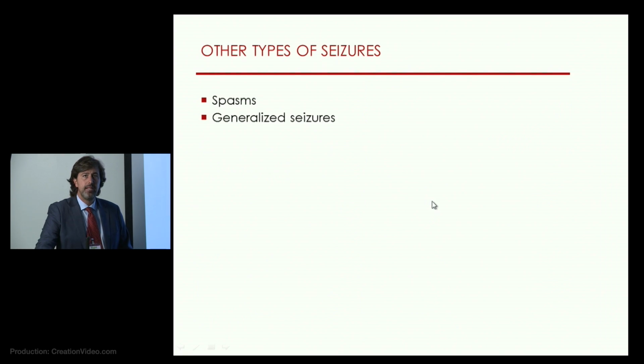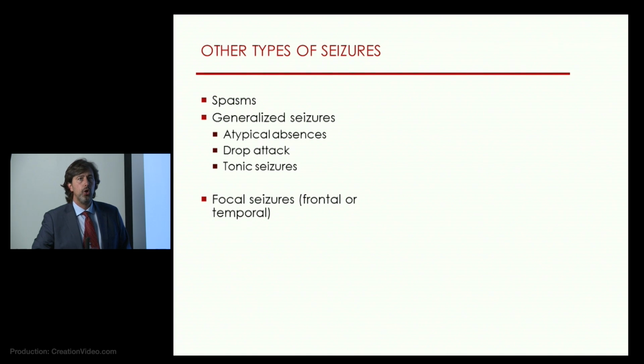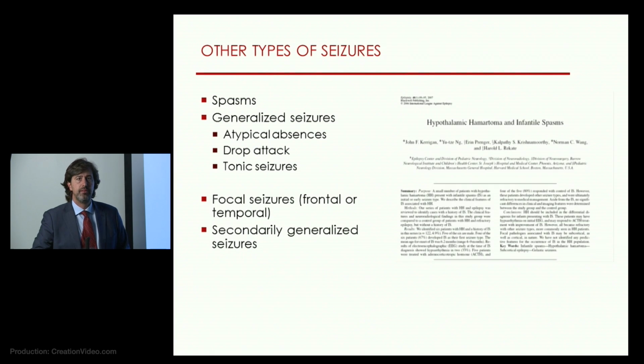So regarding the other types of seizures, we have spasms that sometimes might occur in patients in the first years of life, and as I already stated, generalized seizures like atypical absences, drop attacks, tonic seizures, and also focal seizures, sometimes secondarily generalized. But I would like to point out that the spasms are different from the spasms that we record in patients with the so-called West syndrome.